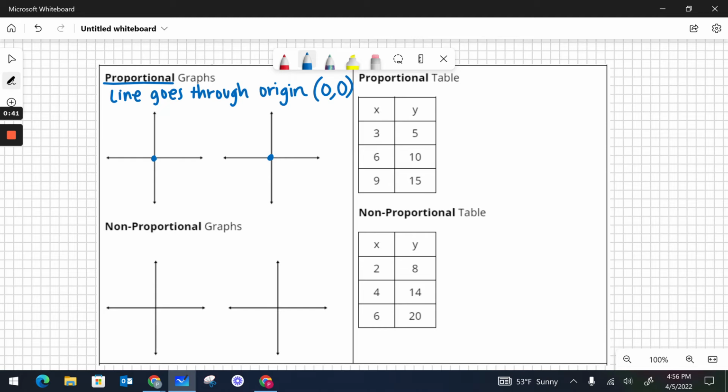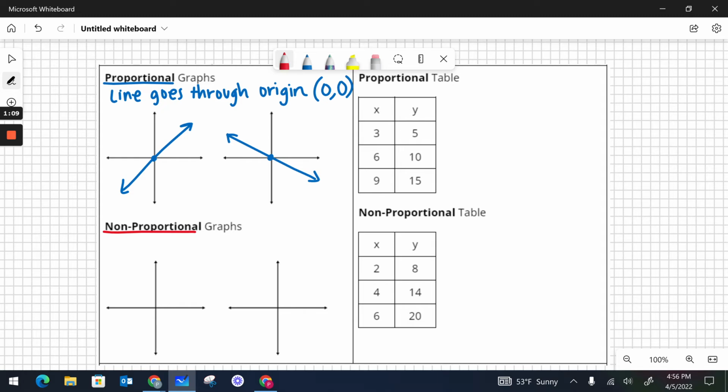And the line can have a positive slope, so it can look like this, or it can have a negative slope, and it can look like that. As long as it's going through the origin and it's a line, then it's a proportional relationship. In a non-proportional relationship, the line does not go through the origin.